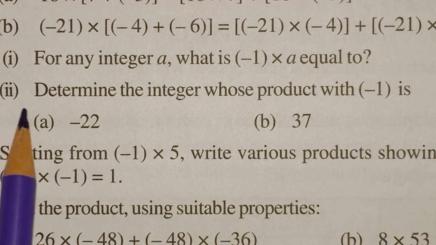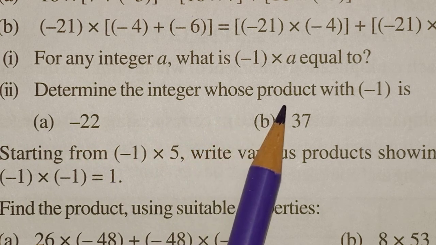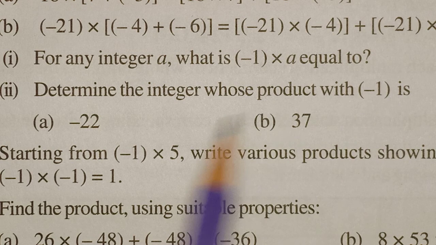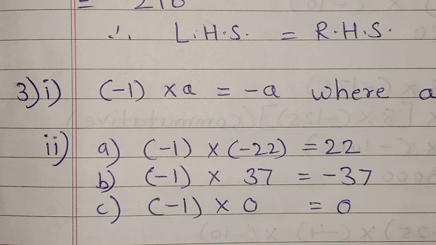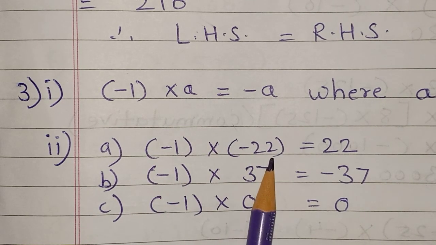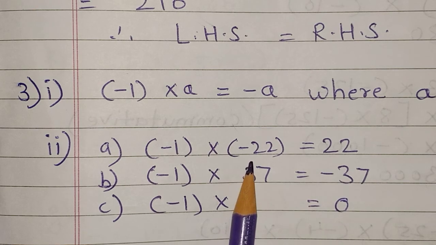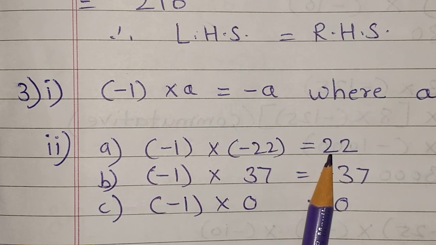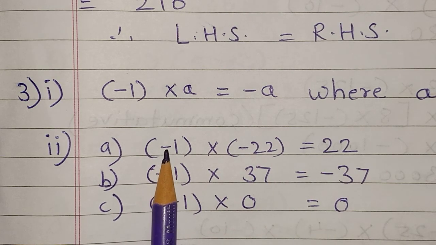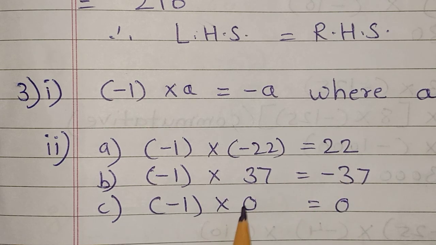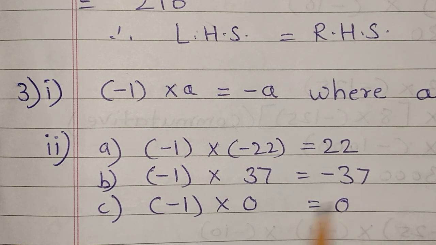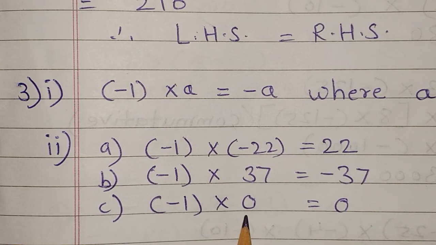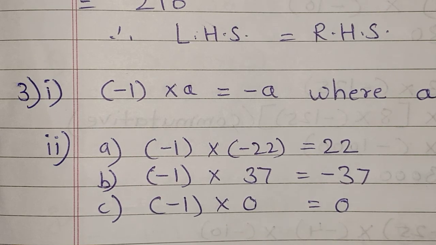Question number 3, second. Determine the integer whose product with minus 1 is. The first one is minus 22. Let's solve this. Minus 1 into minus 22 gives the answer 22. Any number multiplied by 1 gives the same number itself. And what about the sign? Minus into minus gives the answer positive. Minus 1 into 37 gives the answer minus 37. And minus 1 into 0, any number multiplied by 0 gives the answer 0.